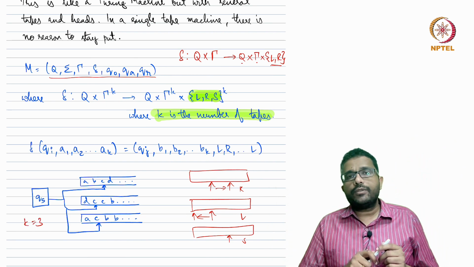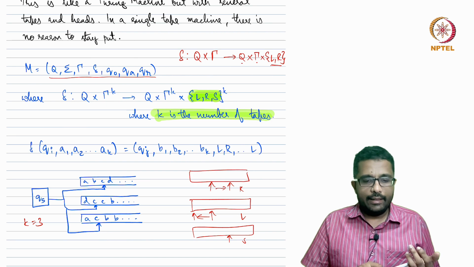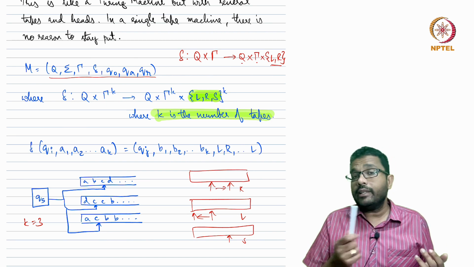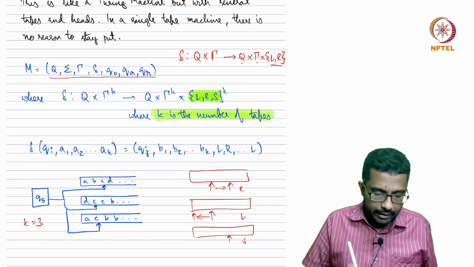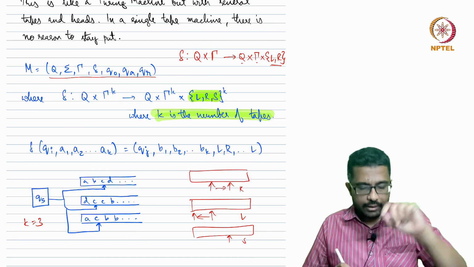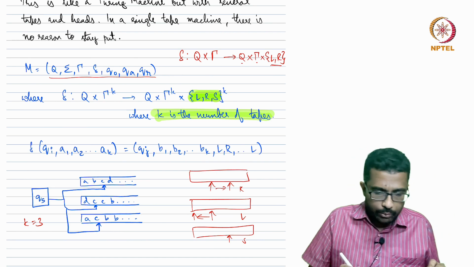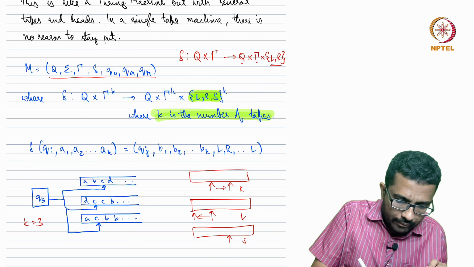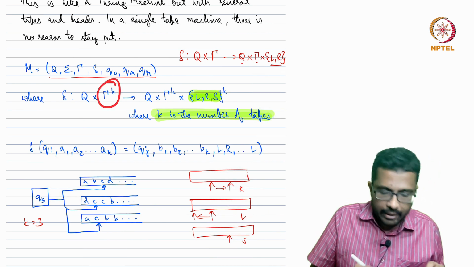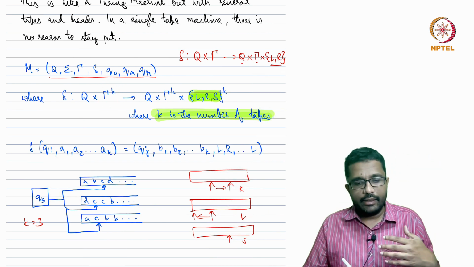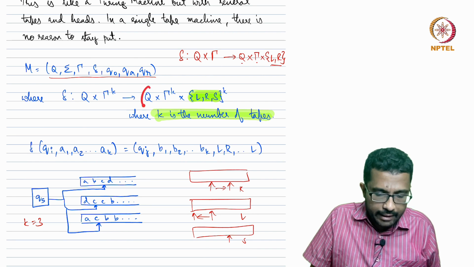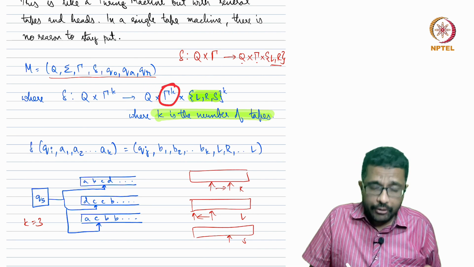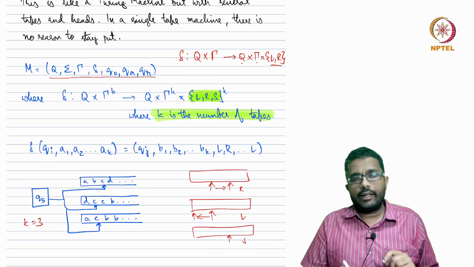So the moves will be decided based on the current state and what all the tape heads read. Here it would be decided based on what all the 3 tape heads read. So that's why we have gamma power k right here. Based on what all the k tape heads read, we have to decide which state to move to, what to write on all the k tapes, right?